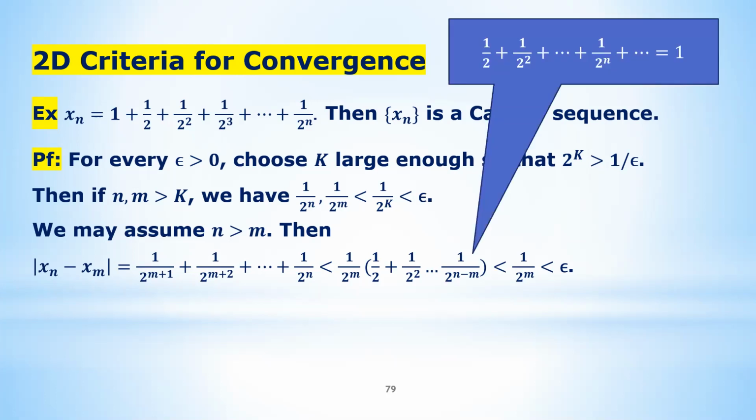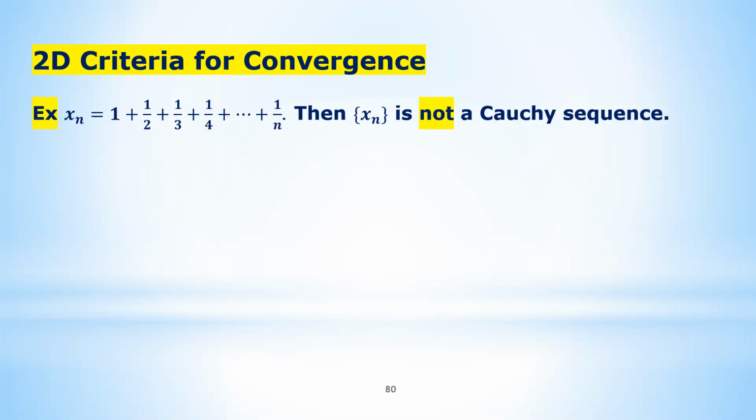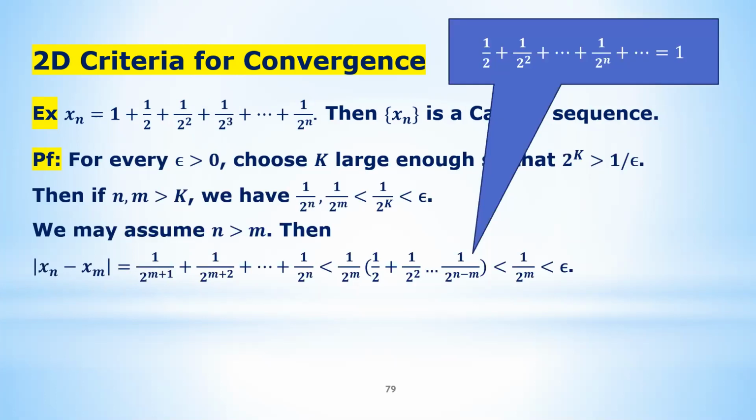Now here's some detail. Inside the parentheses, this looks like a partial sum of an infinite series. Okay, and this infinite series begins from 1 half plus 1/4 up to infinity. I know that this infinite series is equal to 1. So the partial sum should be less than 1. So that's why the product with 1 over 2m is less than 1 over 2m. So that's why it's less than epsilon. Okay. All right. So again we verify that the sequence is a Cauchy sequence.